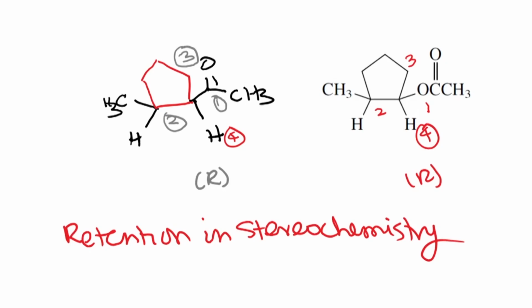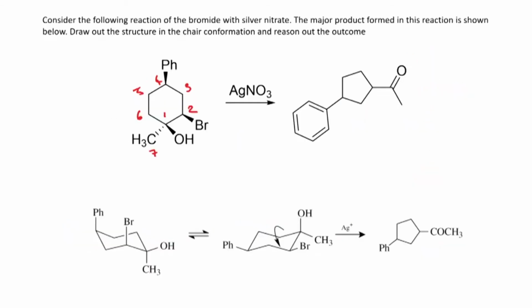What it means is that once there is retention in stereochemistry or 100% inversion in stereochemistry, one of the things that we will conclude is that there is no intermediate, or no planar intermediate wherein there is scope for racemization. So let's move on to the next problem.